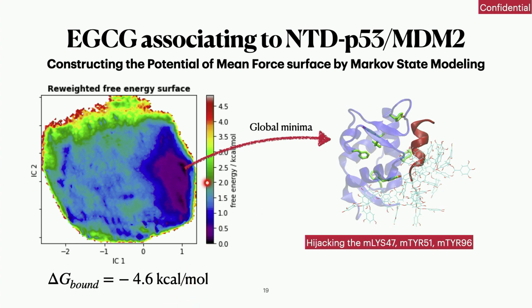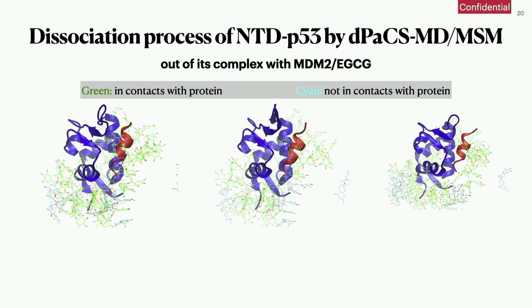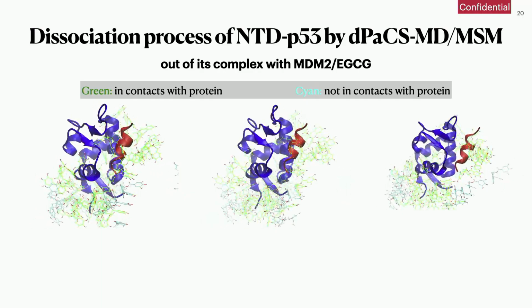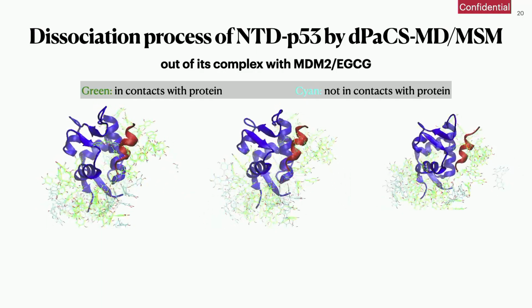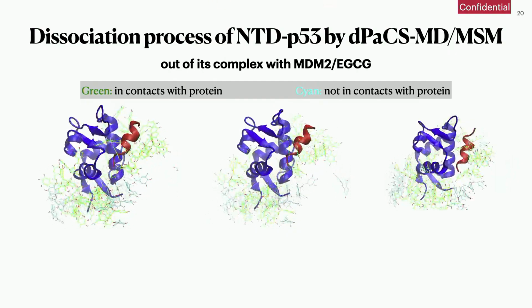The free energy difference between the unbound EGCG and the complex is minus 4.6 relative to the global minima. And then we can see here that EGCG tries to push its rings inside the interface between the MDM2 and P53, and it hijacks the key residue there. So to be sure, it tried to hijack and it tried to mimic that.